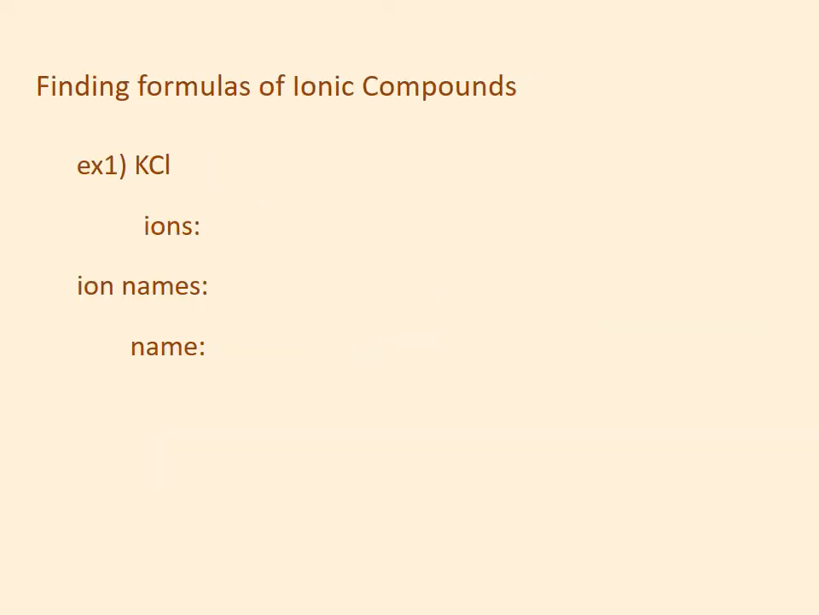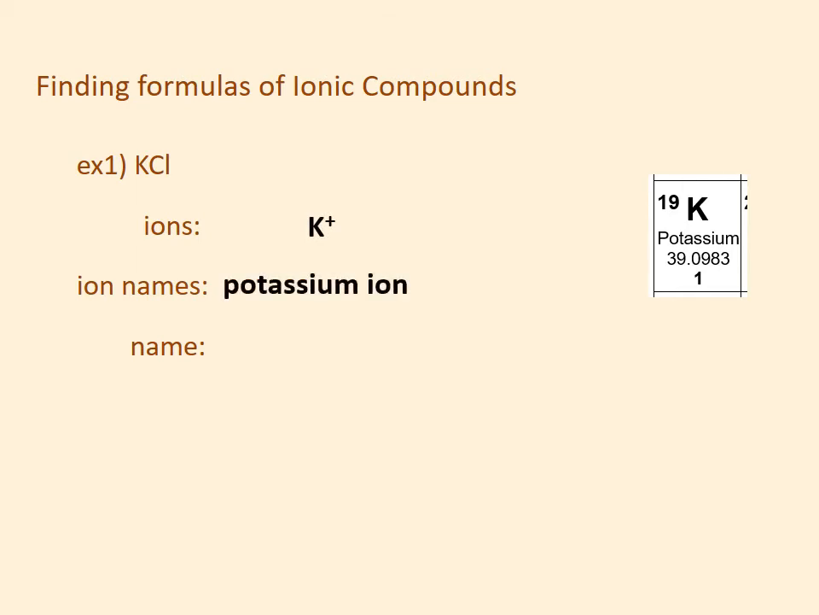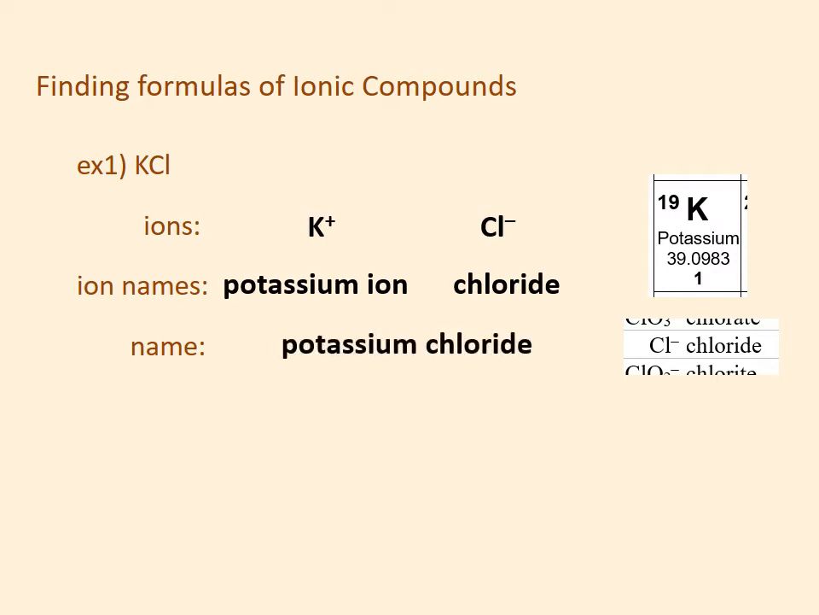Example 1. KCl. I look up K on the periodic table. It takes a +1 charge, and it's called potassium ion. I look up Cl on the negative ions list. It has a -1 charge, and it's called chloride. So KCl is called potassium chloride.